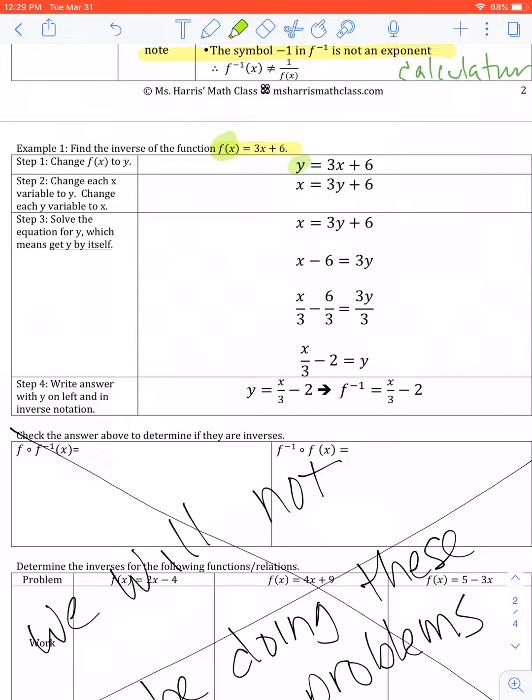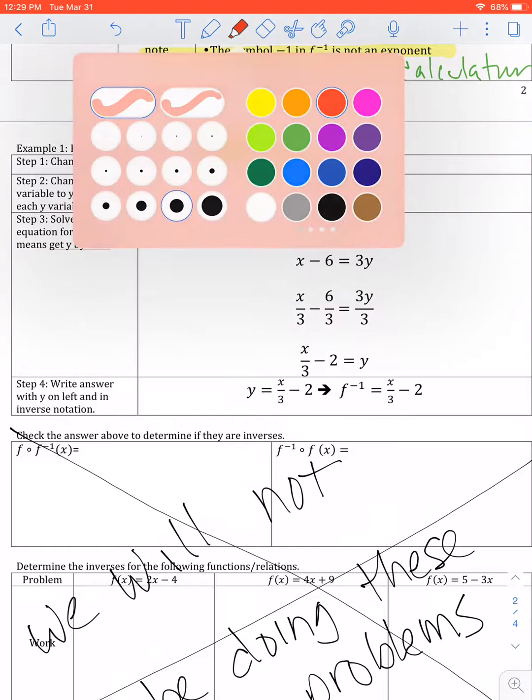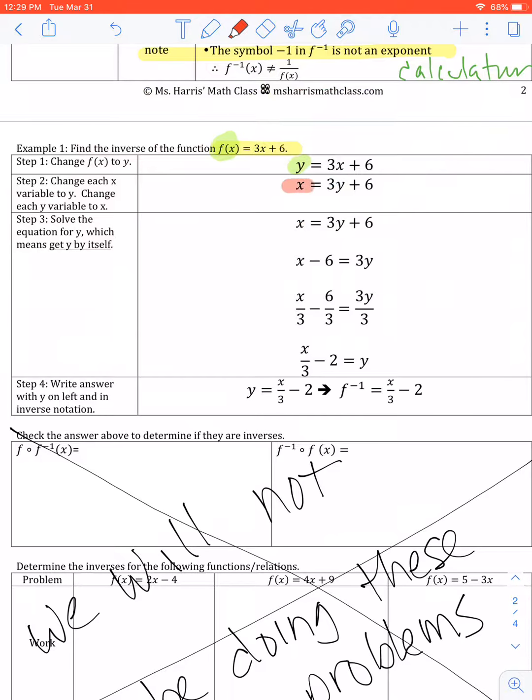Step 2, you do what we did in the previous problems. You switch the x and the y, so every x becomes a y and every y becomes an x. Then here's the math part. You solve the equation for y, and friends, look on the left, read. Solve the equation for y, which means we have to get this y by itself.